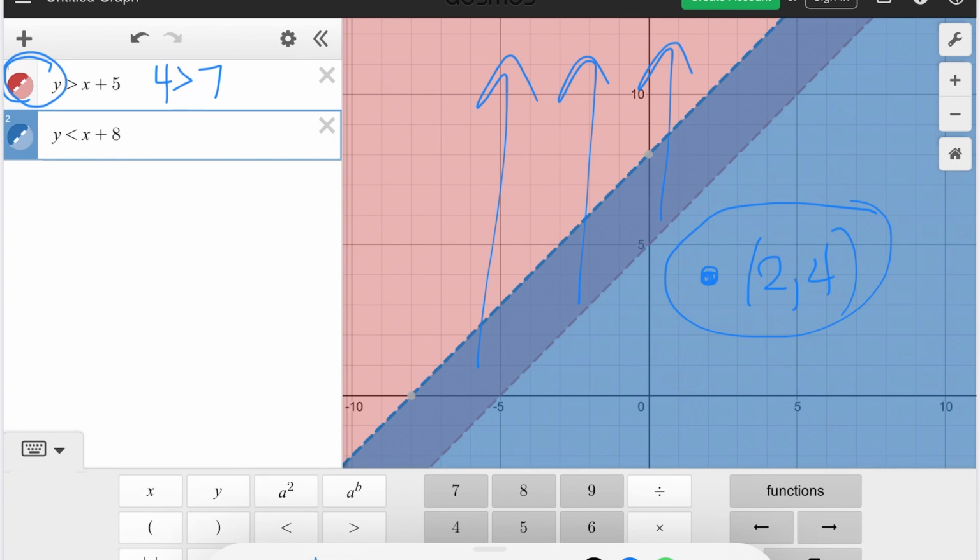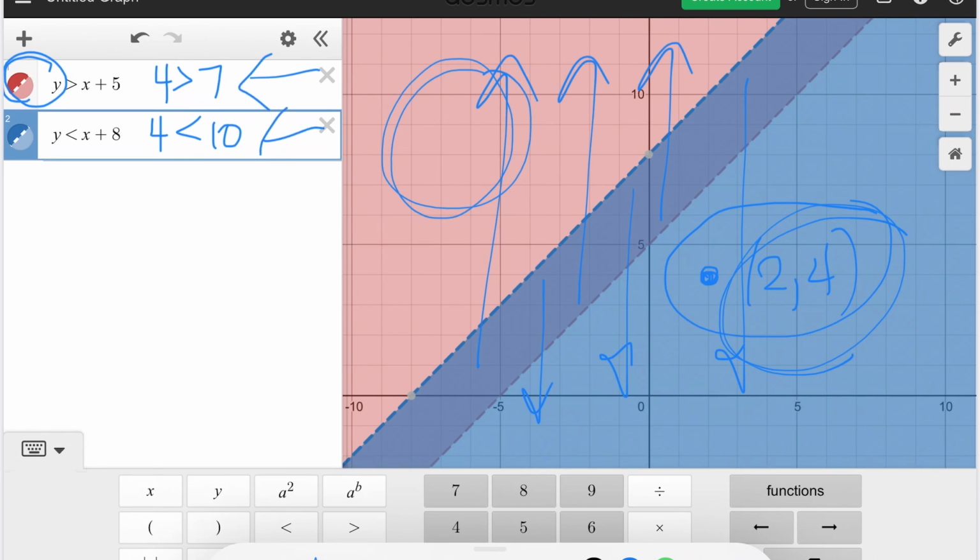If I put the point here, 2 plus 8 is 10. 4 is indeed less than 10. So it does work for this inequality, okay? So any point that's out here or out here will work in one, but not both. If I pick a point in the shaded area, and I'm going to go for right here, which looks like 0, 6. Let's use 0 and 6.